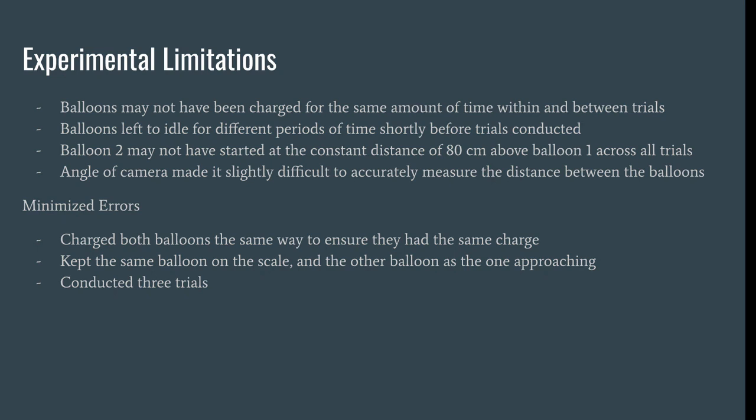Also, if balloon 2 didn't start at the same height across all trials, that could cause premature weight changes early in the trial, affecting the calculated weight change and therefore the charges. Finally, the angle of the camera made it hard to measure the distance between the balloons accurately. Some ways we tried to minimize error are we charged up the balloons for an equal amount of time for each trial, we kept balloon 1 and balloon 2's roles the same for consistency, and we conducted 3 trials.